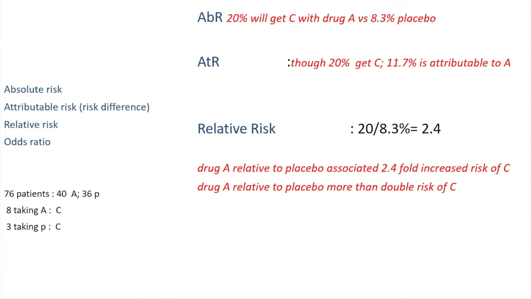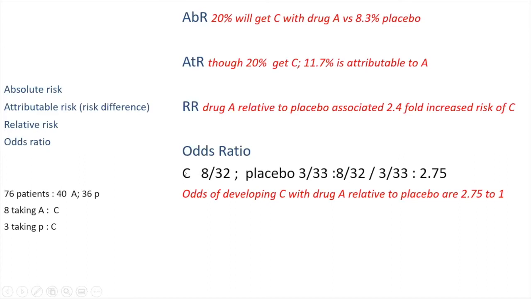What is the odds ratio? Well, we then have to calculate the odds of developing complication C with drug A, which means 8 over 32, i.e. 8 who got it versus 32 who didn't, okay? Versus the same odds of complication with placebo, 3 who got it versus 33 who didn't. There you go. So 8 over 32 divided by 3 over 33 gives us 2.75. So the odds of developing complication C with drug A relative to placebo are 2.75.